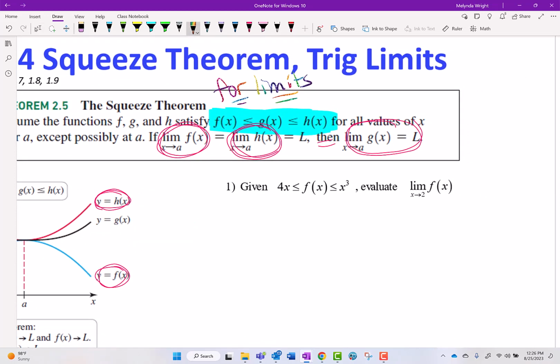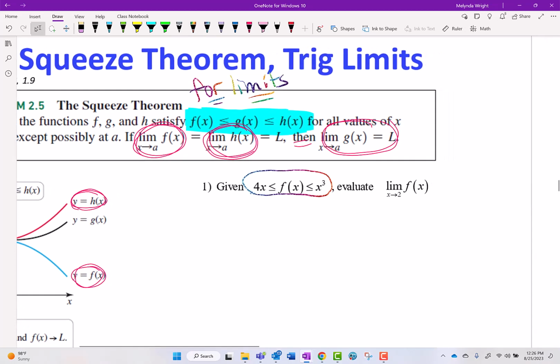They give us an inequality right here. We see that 4x is the one that's smaller than all the others. This one right here is the one that's larger. And then we have this f of x in the middle. We don't really even know what the equation of f of x is. This is one of the scenarios where it's helpful to have the squeeze theorem, so that we can solve a limit of a function we don't even have the equation for. So how does this work?